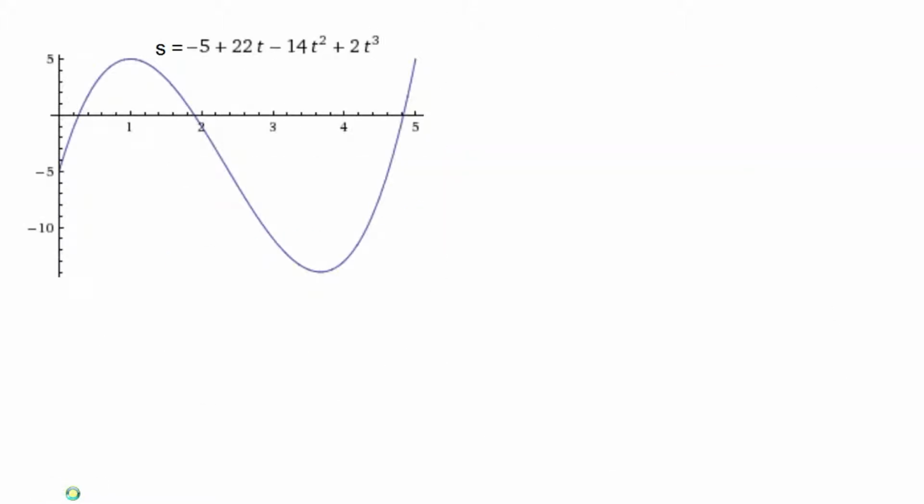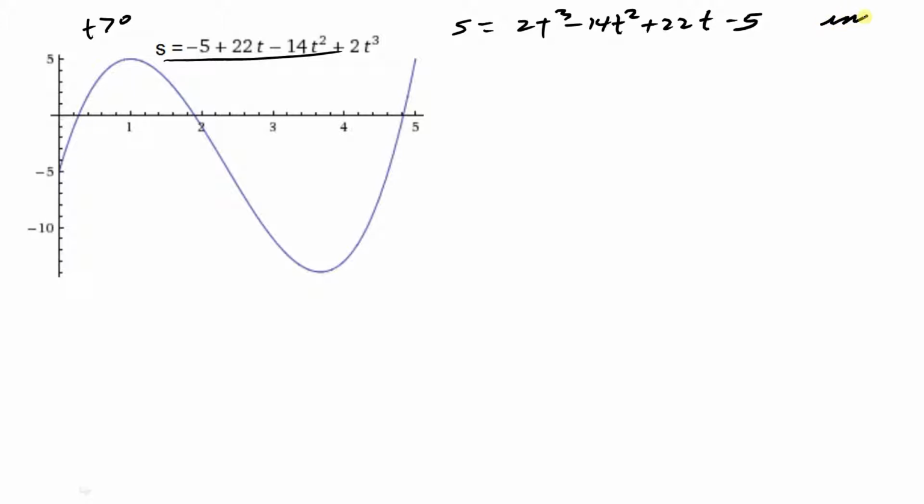Now let's look at a graph that gives a position for t more than 0 of a particle. It's a function of time. I'm going to actually rewrite this as s equals 2t cubed minus 14t squared plus 22t minus 5. And we want to look at where the function is increasing or decreasing, and also the concavity.